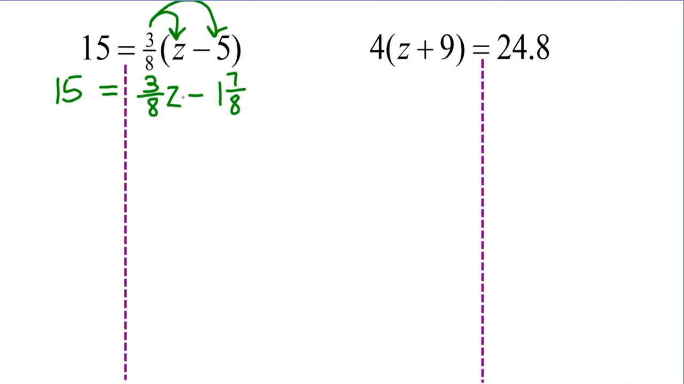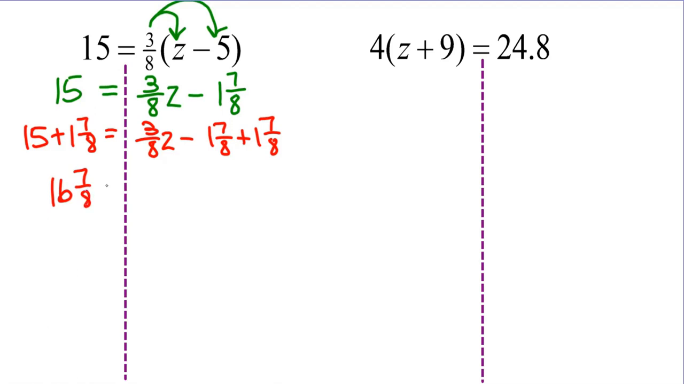Step 2, I need to undo this subtraction, so I'm going to add 1 7/8 to both sides. And that's going to eliminate that 1 7/8 on the right-hand side. That becomes 0. And 15 plus 1 7/8 is 16 7/8 is equal to 3/8 z. So that was step 2. Step 3 then is to eliminate this multiplication. I'm multiplying by 3/8, so I'm going to divide both sides by 3/8.